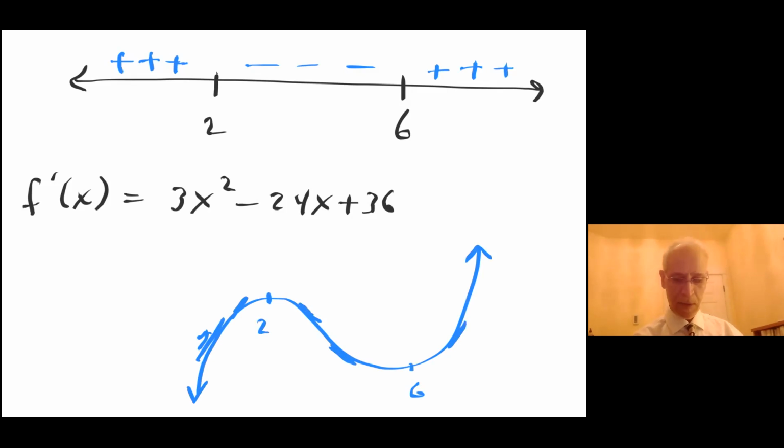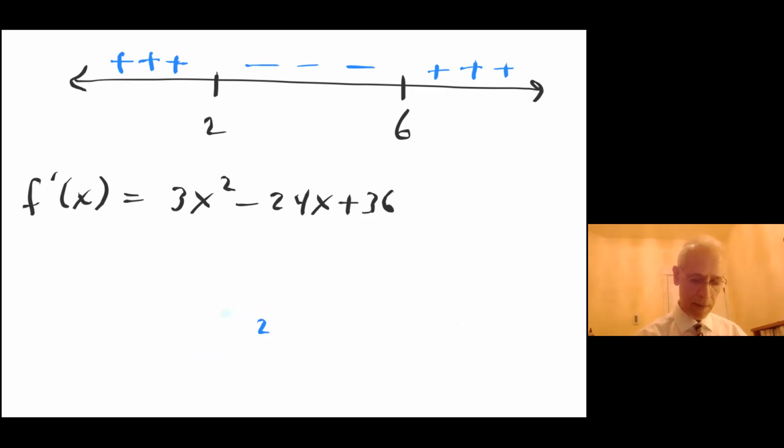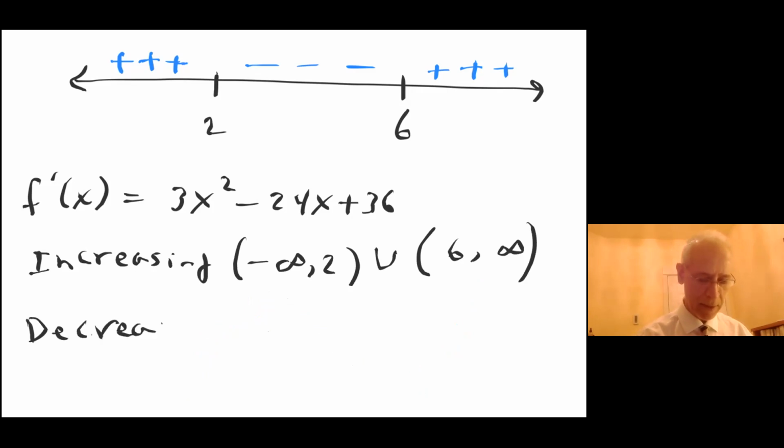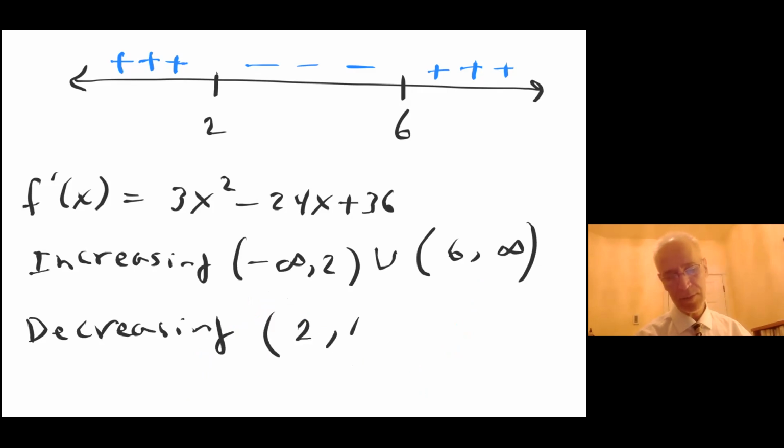So let me go ahead and clear this. I'm going to go ahead and write down that the function is increasing from negative infinity to 2, together with from 6 to infinity. And it's decreasing from 2 to 6. So I'm going to go to the next page.